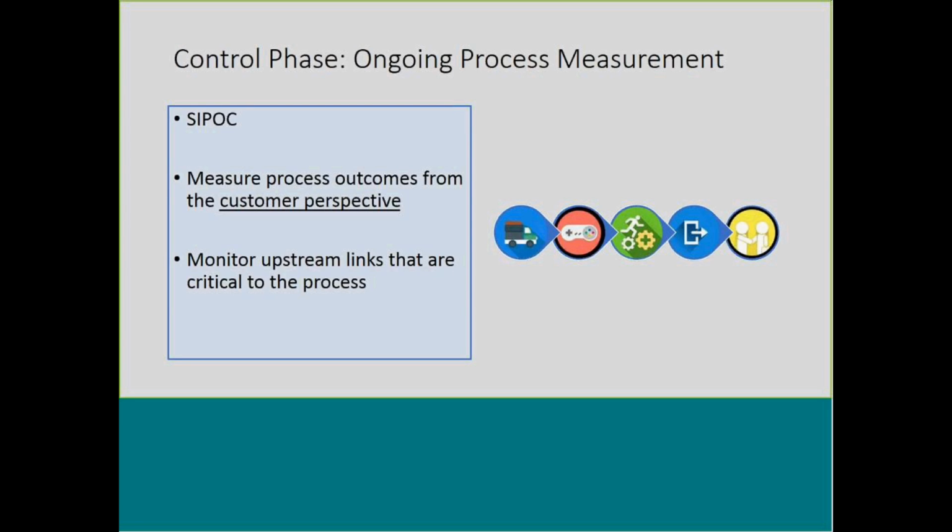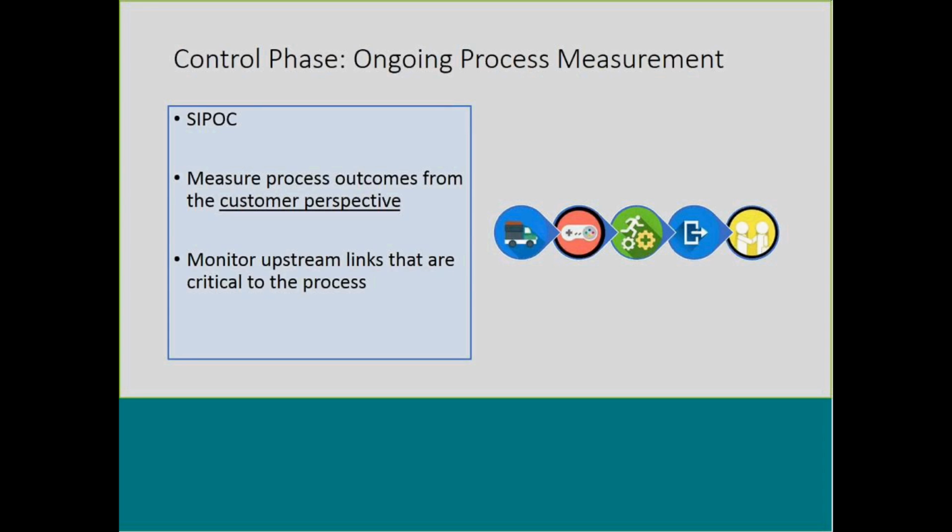Ongoing process management. We want to make sure that our SIPOC diagram is completely updated. We want to measure process outcomes from the customer perspective. In Lean, everything we do is about adding value to our customers. So once you've implemented your improvement, go back and double check and make sure that what you've done is actually adding value in your customer's eyes, that it wasn't just a superficial improvement within the organization.